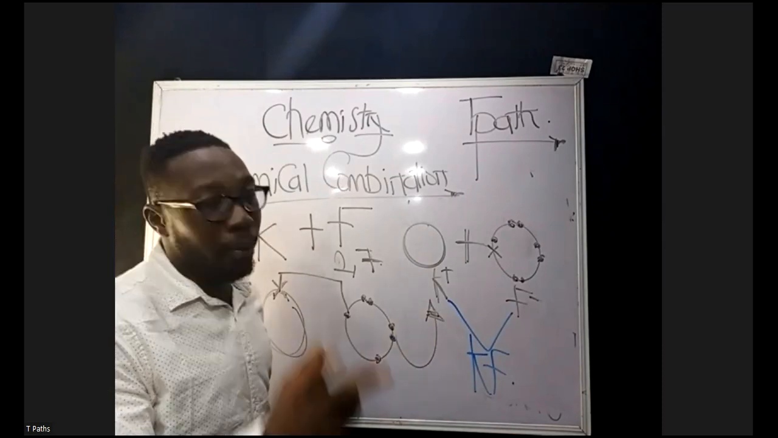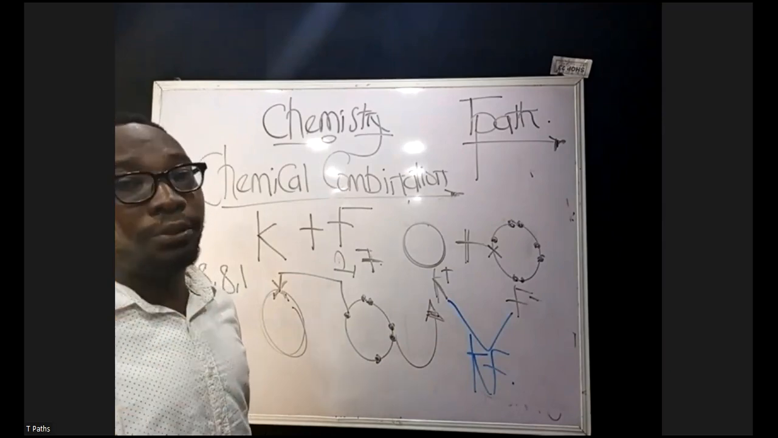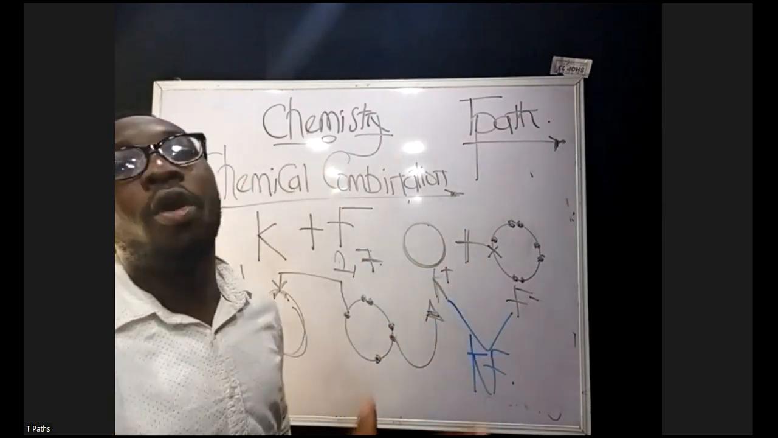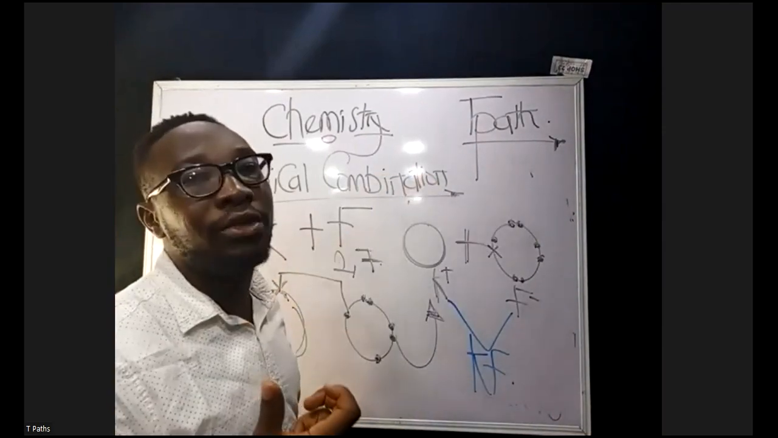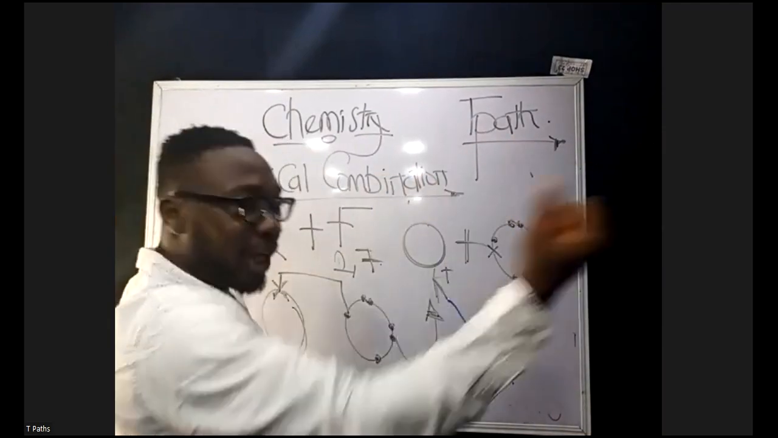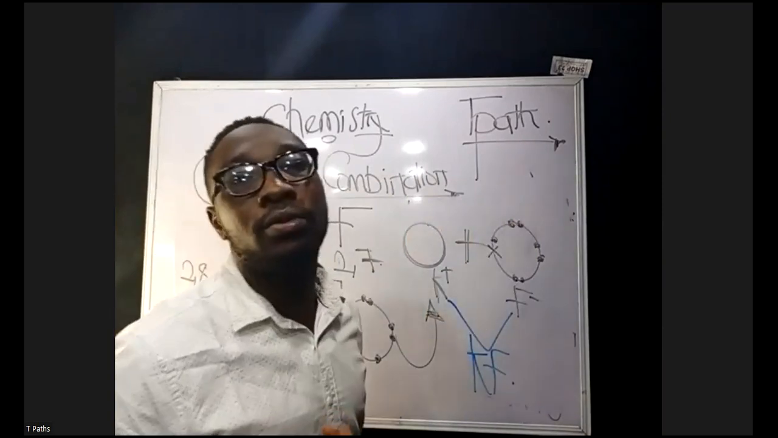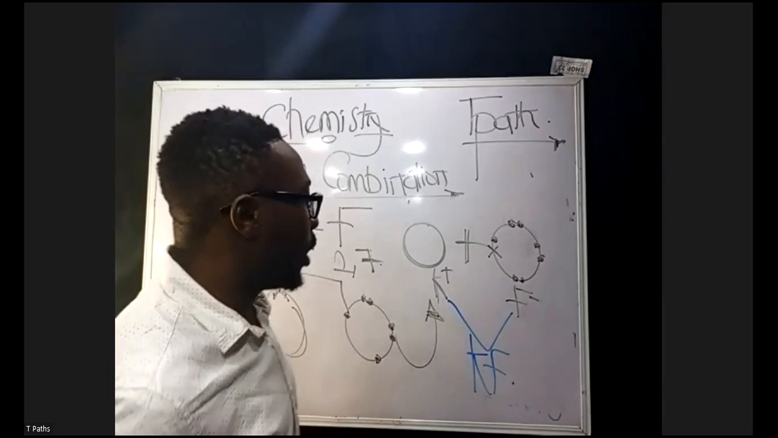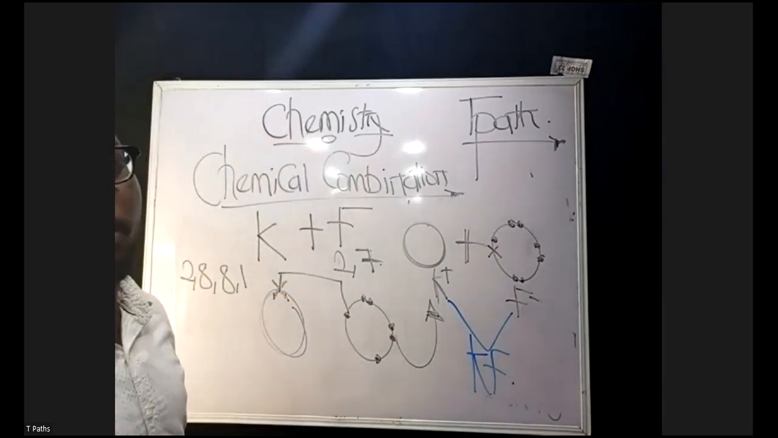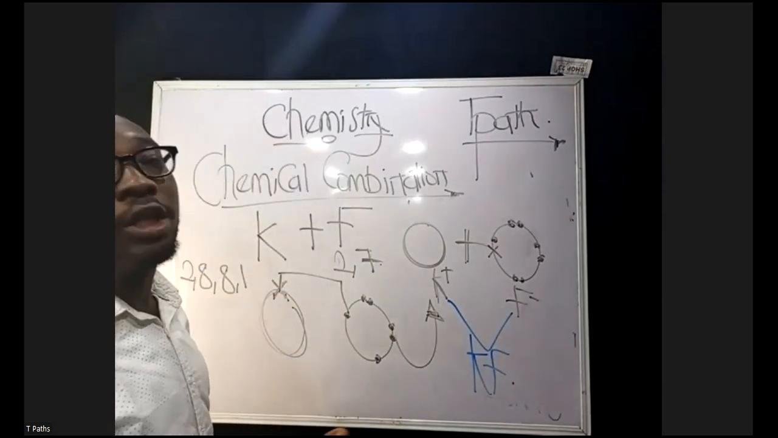So number two is what? High electron affinity. The non-metal must have high electron affinity. That is, it must have a strong ability to attract an electron to itself. Very, very important, to itself. And those are the factors that affect ionic bonding.